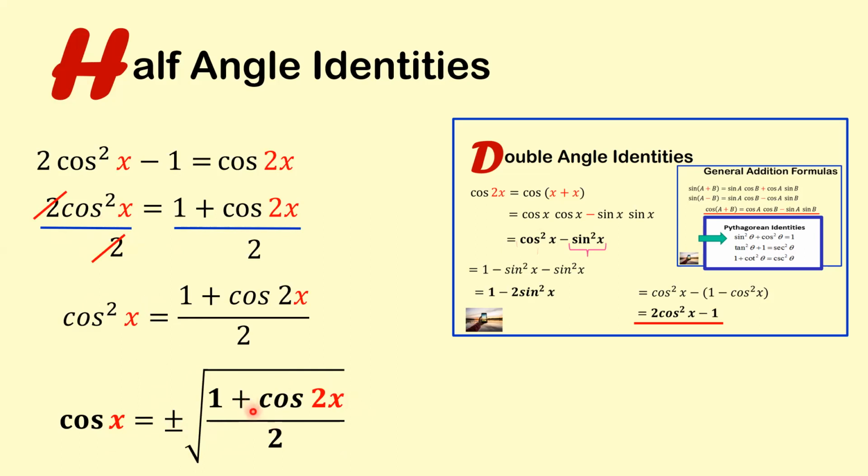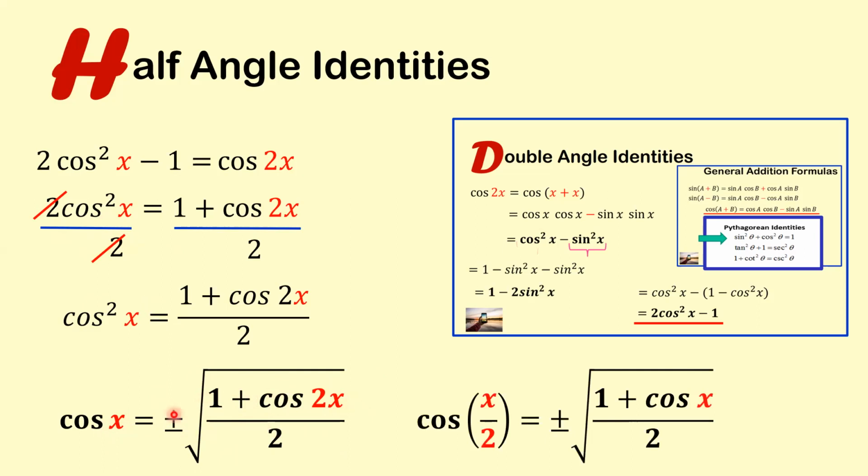Yung kanina minus, di ba? Yung sa sign. Okay? So, this is plus. Yun lang ang difference nila pero parehong may square root, no? So, again, if you get the half of this, you also get the half of this. So, if that's x over 2, this will be x. Kung x over 4 to, this will be x over 2, etc., etc.